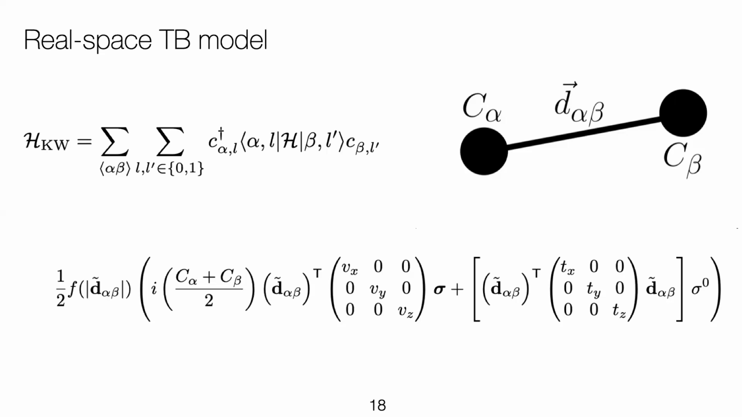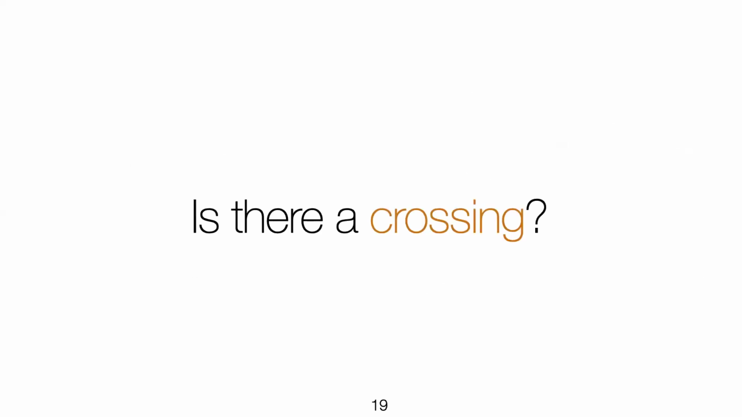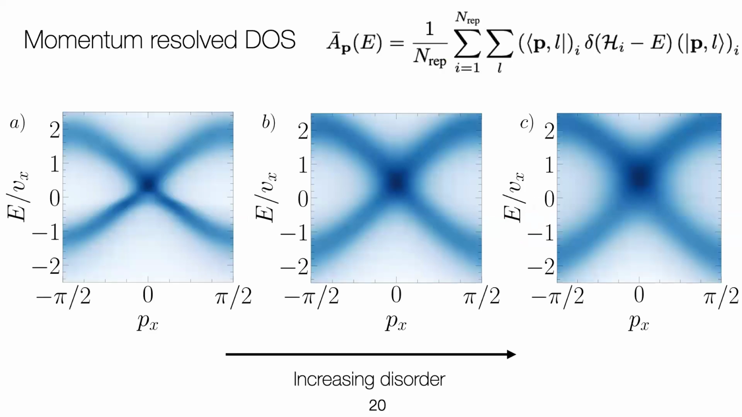And so you have this model. This is very cool. And the question is, what can we do with this model? One of the main questions is, is there a crossing? The question is also, what does it mean to have a crossing, because I said there is no K space. Well, it turns out what we can do is define a momentum-resolved density of states.